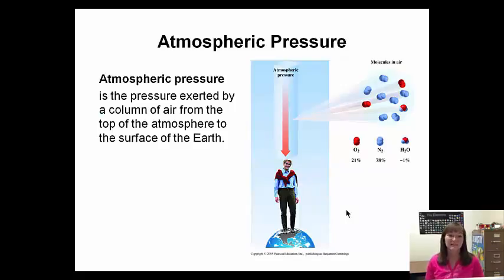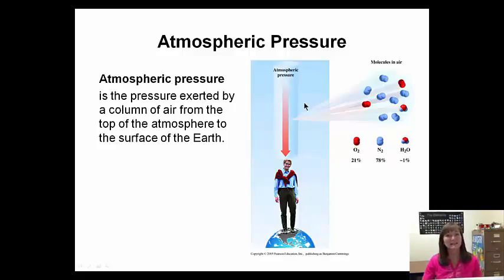Atmospheric pressure is defined as the pressure that's exerted by a column of air from the top of the atmosphere to the surface of the Earth. So if you look at this picture, we've got this man standing on Earth, obviously not to scale. And the atmospheric pressure is how much pressure this column of air above him is exerting down on him. Focusing on the air, we'll talk a little bit about this.